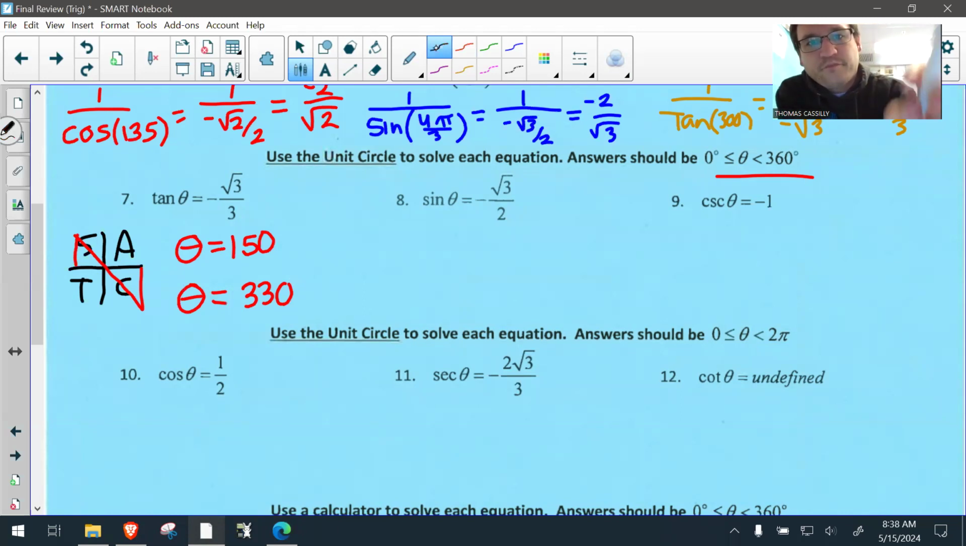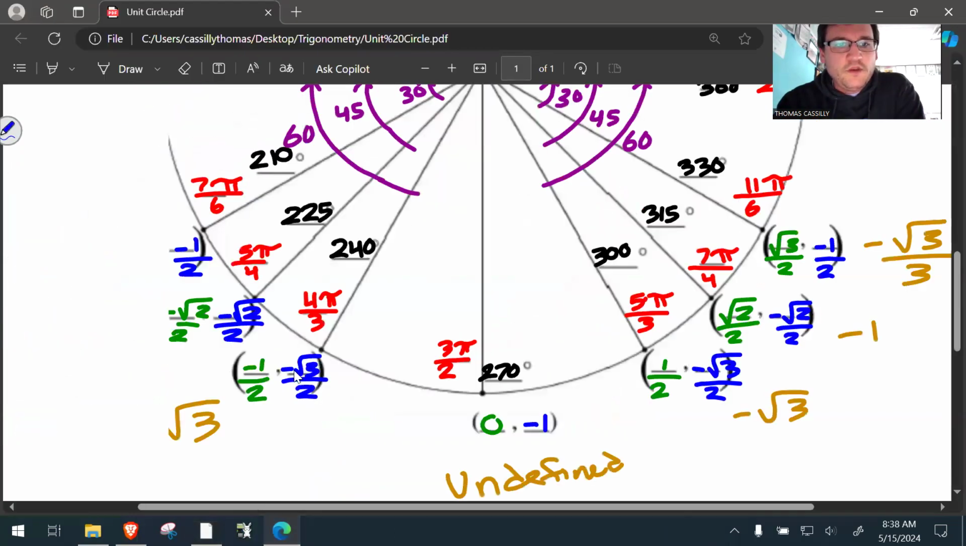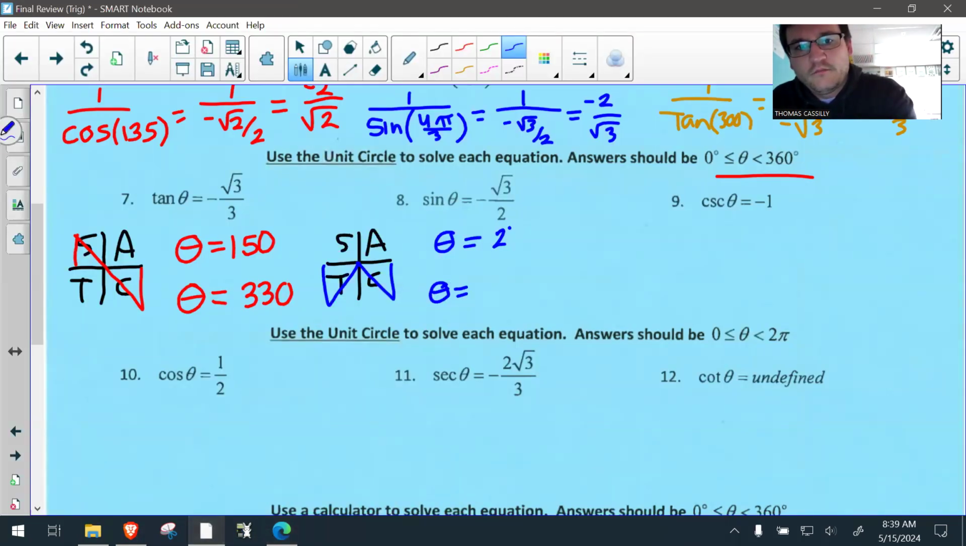All right, so next one, sine of theta. Again, if we just write this one out, All Students Take Calculus. I think I use sine as blue. Again, negative square root of 3 over 2. So we know negative sine values pop up in quadrant 3 and quadrant 4. So we have to find both values that go with that one. In quadrant 3, we have negative square root of 3 over 2 goes with 240, and 300 in quadrant 4. So we're 240 and 300.